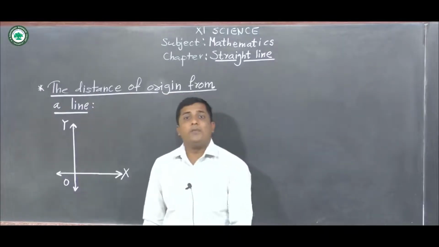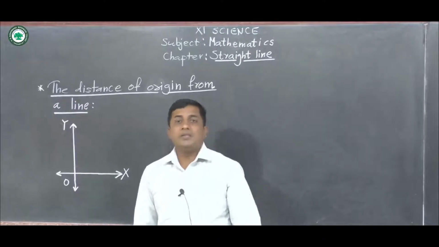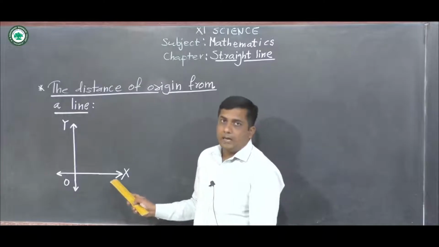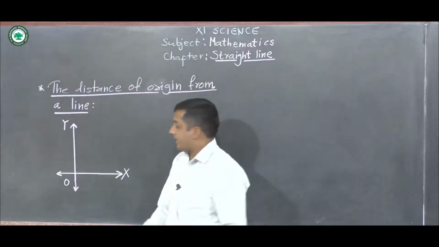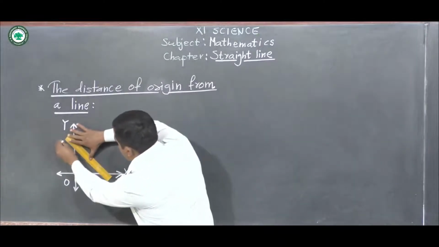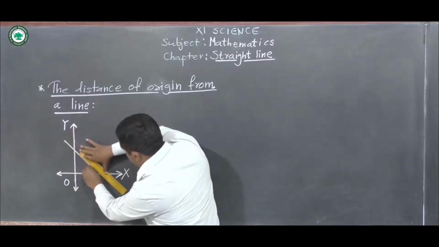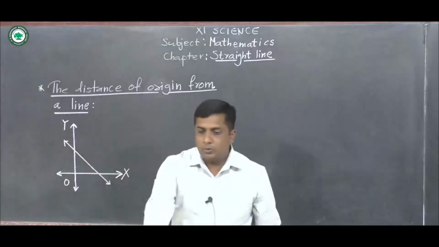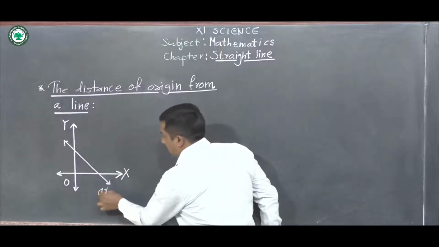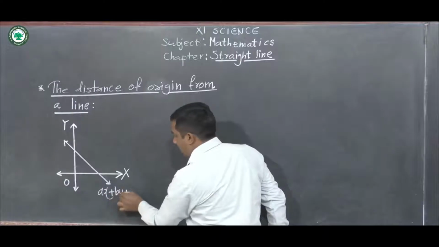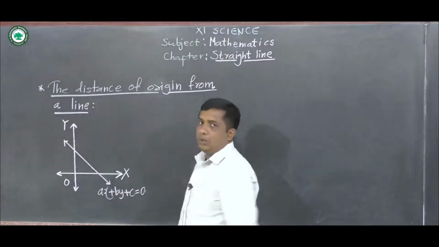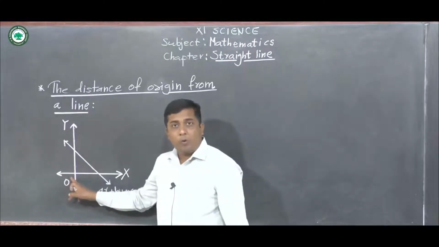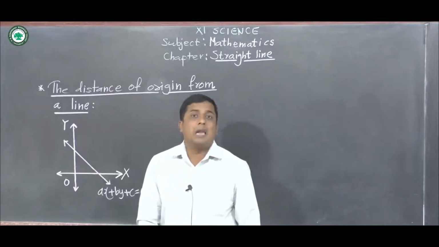from a given line. To define this concept, we consider one figure. Let us consider the coordinate axis, here x and y axis. Let us consider one line. Okay, suppose this is our line, here ax plus by plus c equal to 0. This is the line ax plus by plus c equal to 0. We have to find the distance of the origin from the given line.